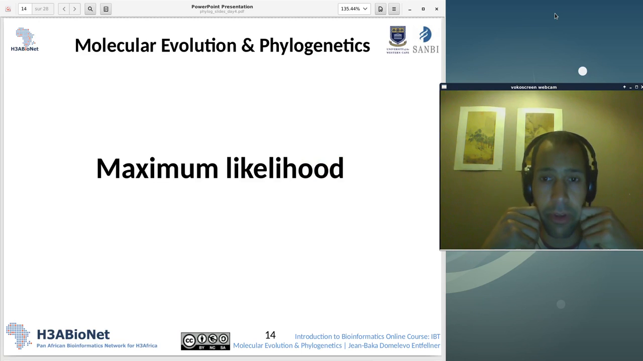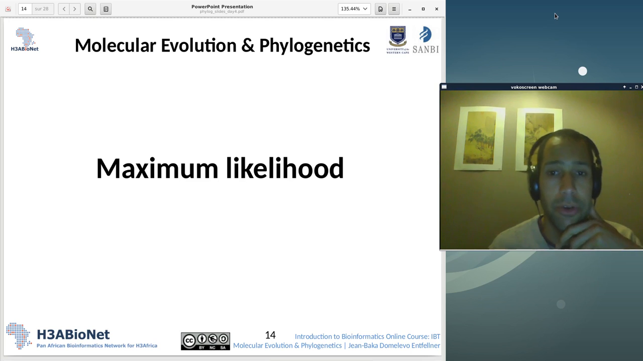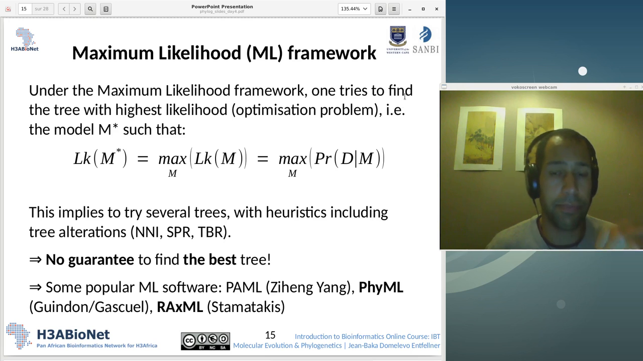So now that we've seen how to calculate the likelihood of a tree on a site and then on a full alignment, it's going to be very straightforward to understand the concept of maximum likelihood tree inference methods. So the maximum likelihood framework is the framework under which one tries to find the tree with highest likelihood.